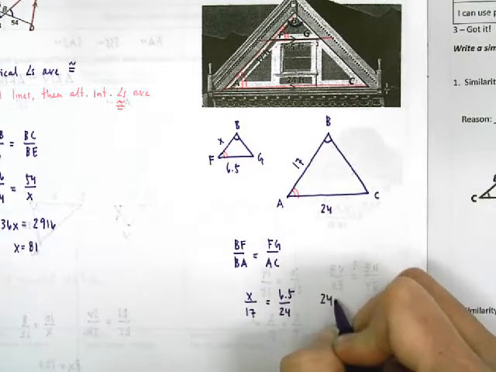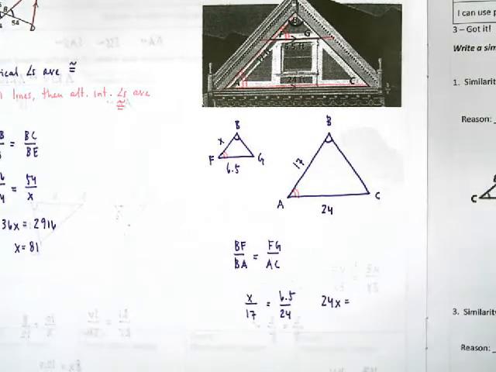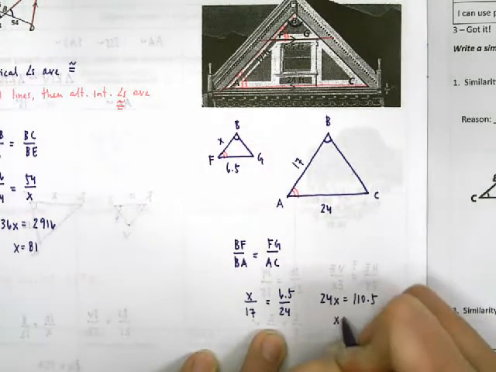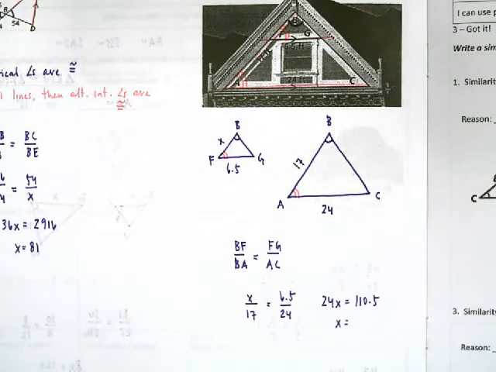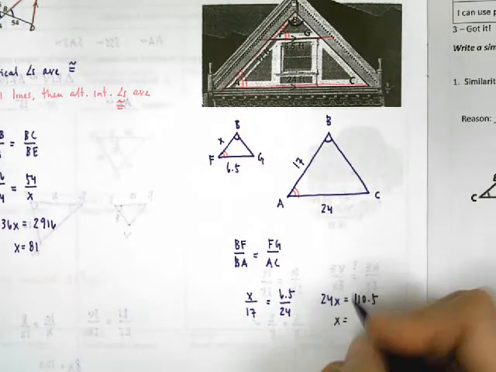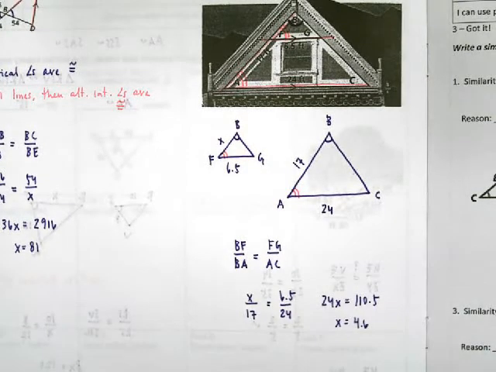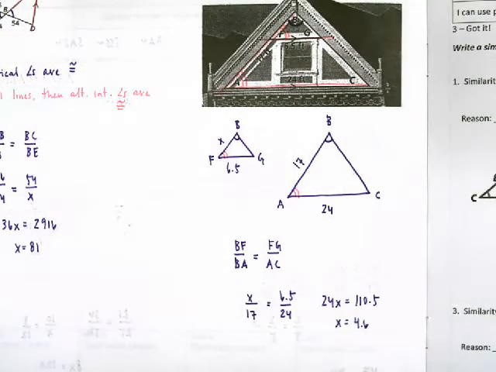So now if I cross multiply, 24x is equal to 6.5 times 17, 110.5, and then if I divide, I get x is about 4.6. Oh, I did this wrong. You know what? I'm going to have to take that back.